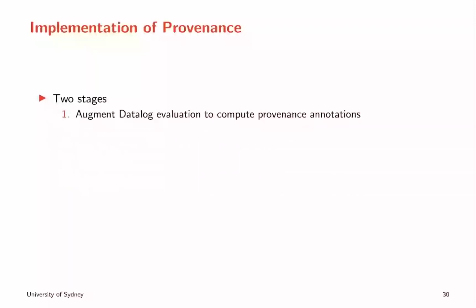So I'm going to give a very brief rundown of our implementation of provenance in Soufflé. So we have 2 stages which essentially follow the 2 phases of our provenance evaluation strategy. So the first stage is to augment the Datalog evaluation so that it computes the provenance annotations or the proof annotations. Then the second stage is our interactive system, where we use these proof annotations to construct proof trees of minimal height depending on the user interaction. So depending on what the user queries.